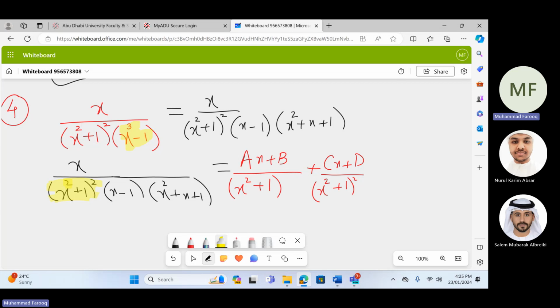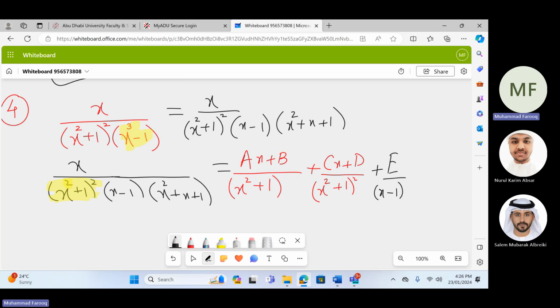x minus 1. Linear or quadratic? Linear. How many constants? 1 constant. Only 1. You have used A, B, C, D. What next? E. E divided by x minus 1. Hope you understand.